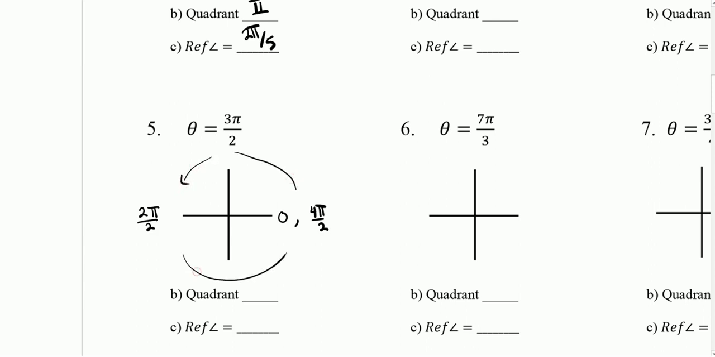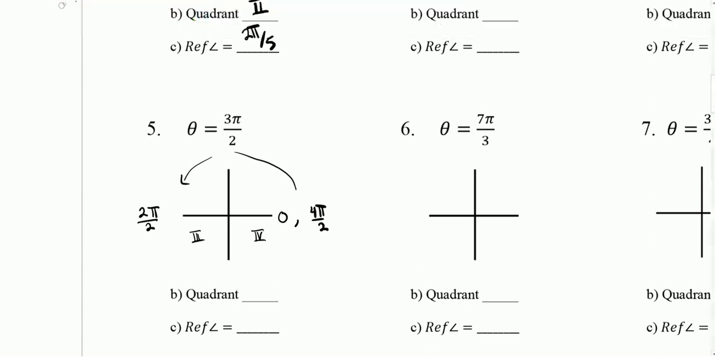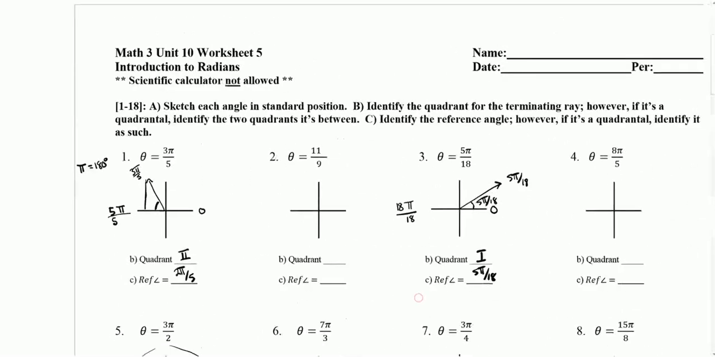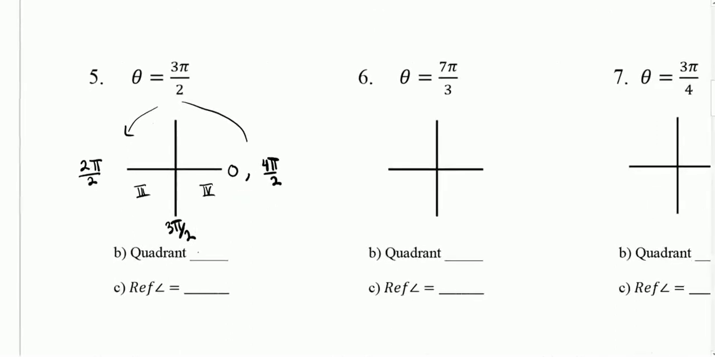Moving counterclockwise, 3 pi over 2 is right in between 2 pi over 2 and 4 pi over 2, exactly in between. So it's not going to be in quadrant 3. It's not going to be in quadrant 4. It's going to be right in between them, pointed down, pointed south, where the 270 degree mark would be. So we have 3 pi over 2 right here. So if we look at our instructions, we call that a quadrantal angle, and it says to identify the two quadrants it's in between. So we're going to say between quadrant 3 and 4. And the reference angle, again, in this case, we just label it as quadrantal.